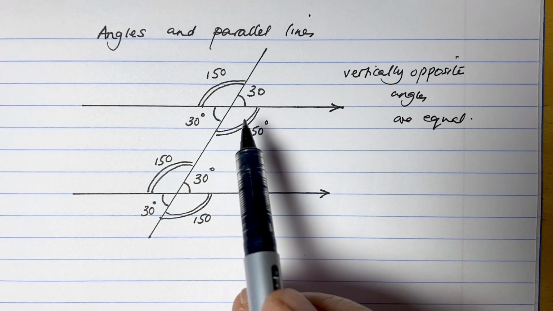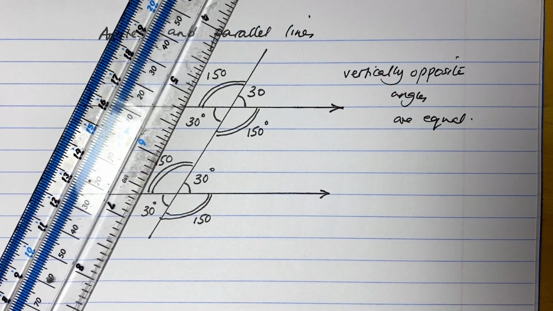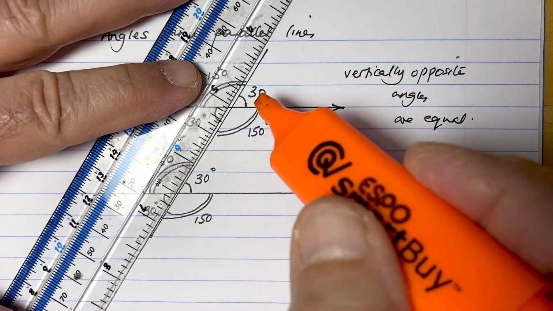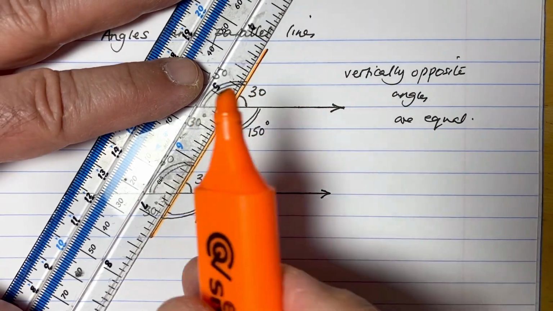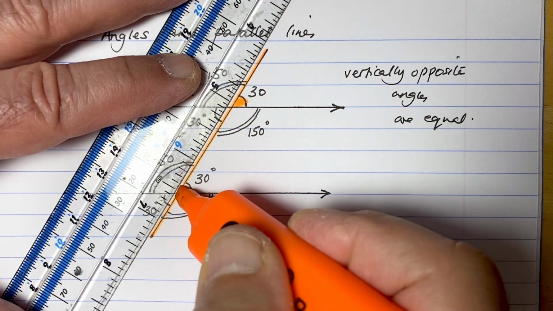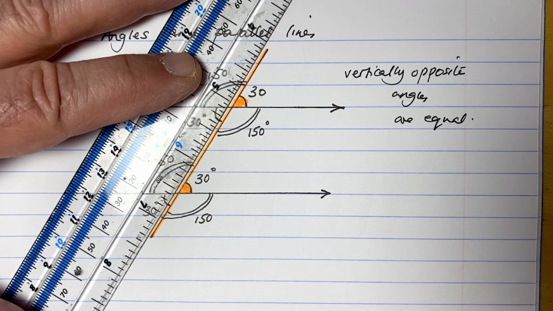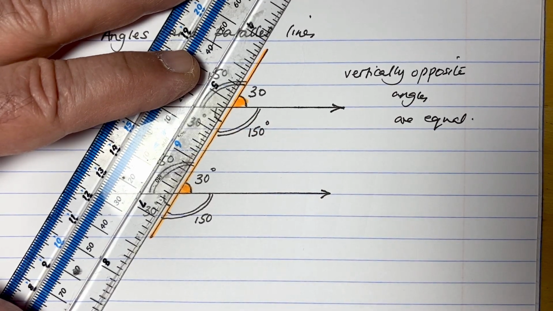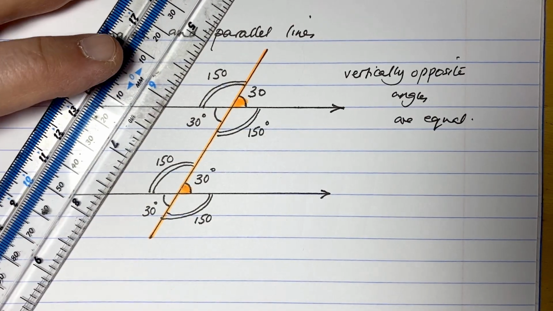If the angles are the same size and they're on one side of the line, for example, if I use one side of the line, this angle and that angle are called corresponding angles. The reason for corresponding is because they correspond to the same side of the line.